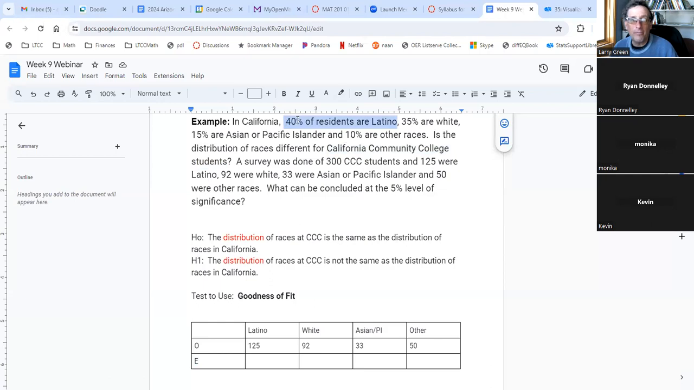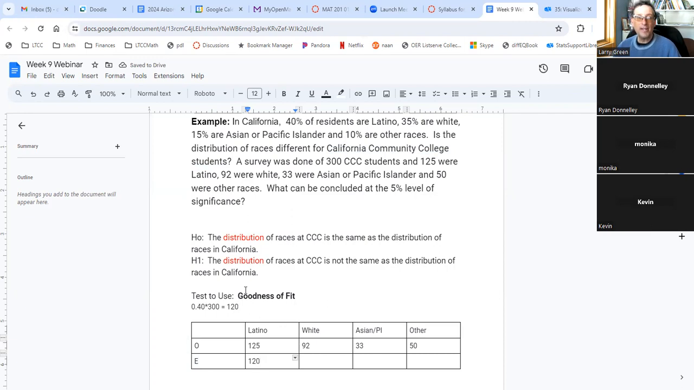Well, it'd be 40% of 300. And you can quickly do the math. I could do this one in my head, but 0.4, that's 40%, times 300. And by the way, 4 times 3 is 12, so it's 120. Any questions on that? And that's the expected number of Latinos.